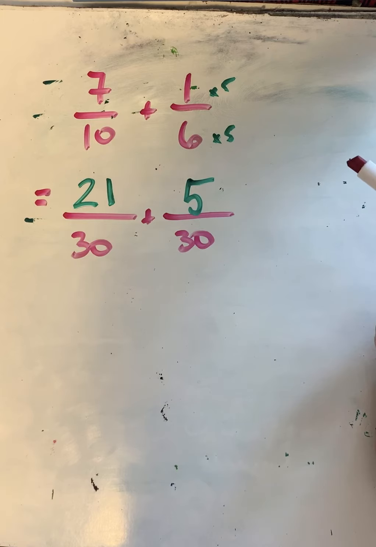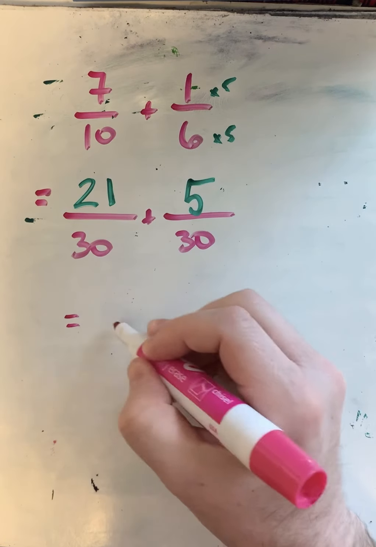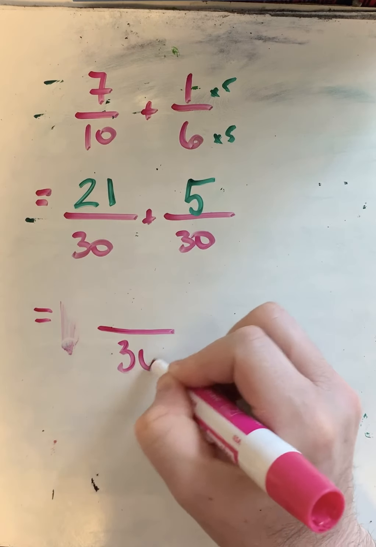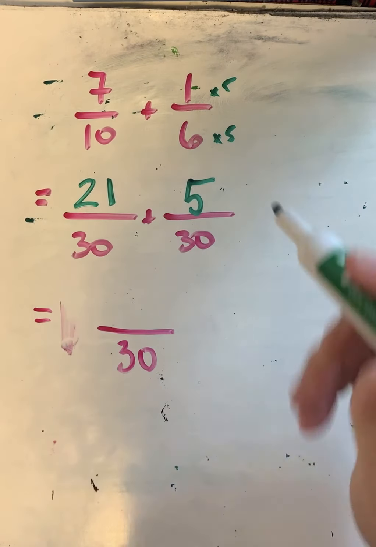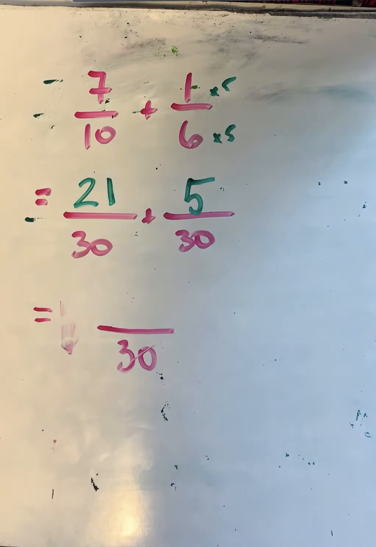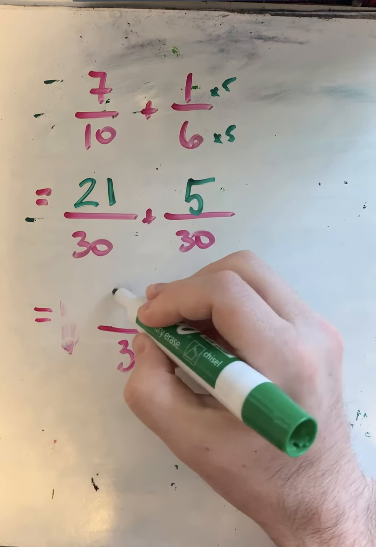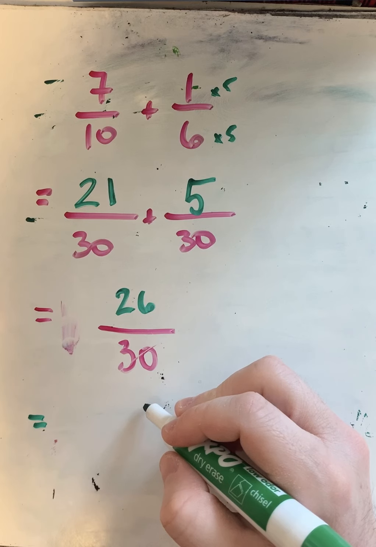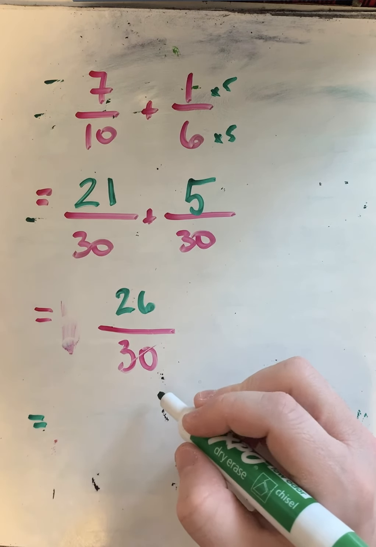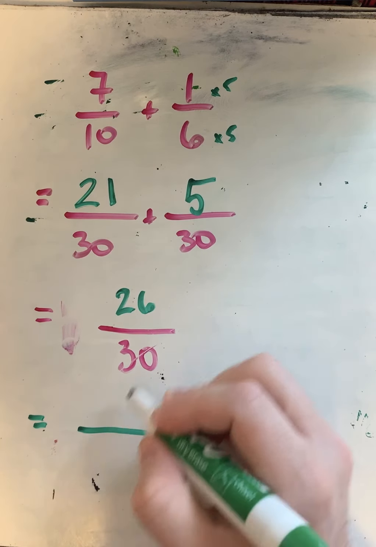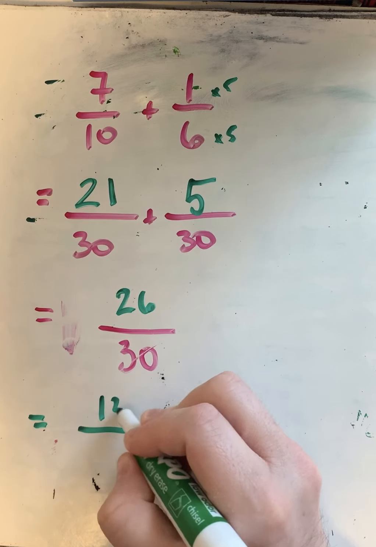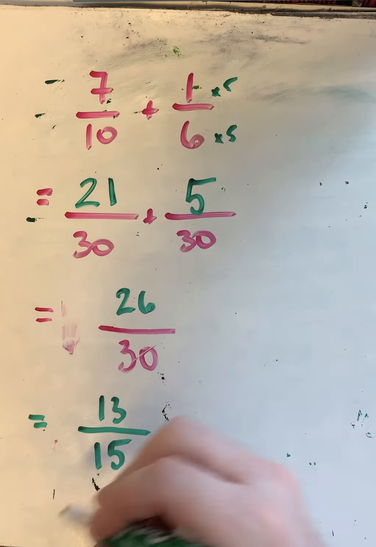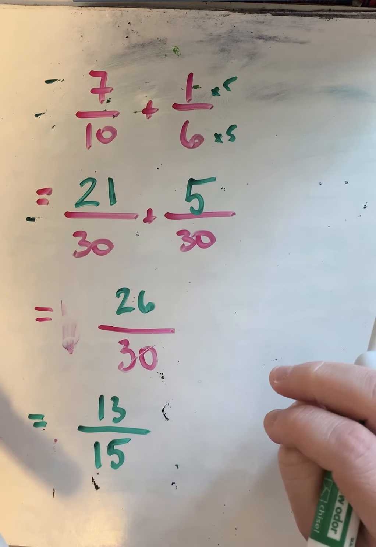What do I do next? I keep the 30. Oh, I should probably line that up. I'm going to keep my denominator the same, and I'm going to just add my numerators. 21 plus 5 is 26. I can continue to reduce. I can divide by 2, so 26 divided by 2 is 13, and 30 divided by 2 is 15. Can't reduce it any more than that.